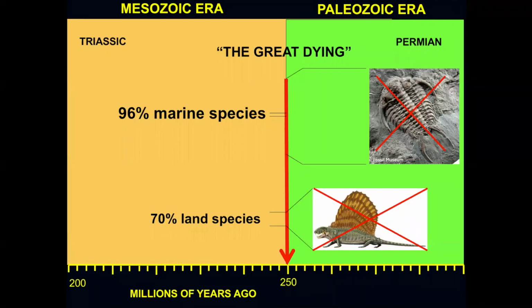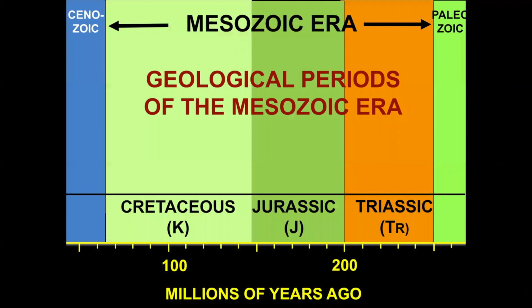The loss of marine species suggests that acidification may have been an additional factor in the extinction due to all the excess carbon dioxide. Well, that ends the Paleozoic and ushers in the Mesozoic Era, which has three periods: Cretaceous, Jurassic, and Triassic. And this is the age of the dinosaurs.